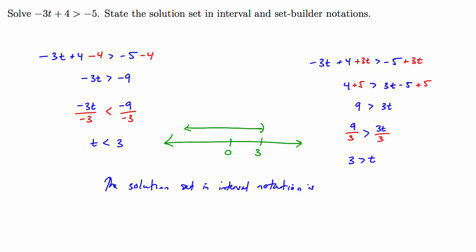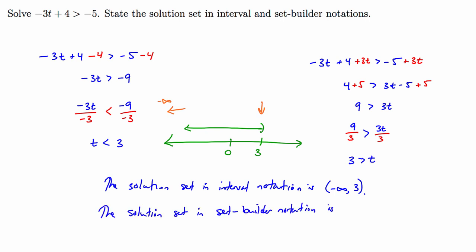As we write this solution set in interval notation, the solution set on the left has no end. It goes forever. Since that's towards the negative side of the axis, we'll call that side negative infinity. The right end of the interval is at 3. So our solution set in interval notation is from negative infinity on the left, up to 3 on the right. We put a parenthesis on the negative infinity because it cannot be included, and a parenthesis also on the 3 because it is not included for this particular solution set. The solution set in set builder notation is the set of all t's such that t is less than 3.